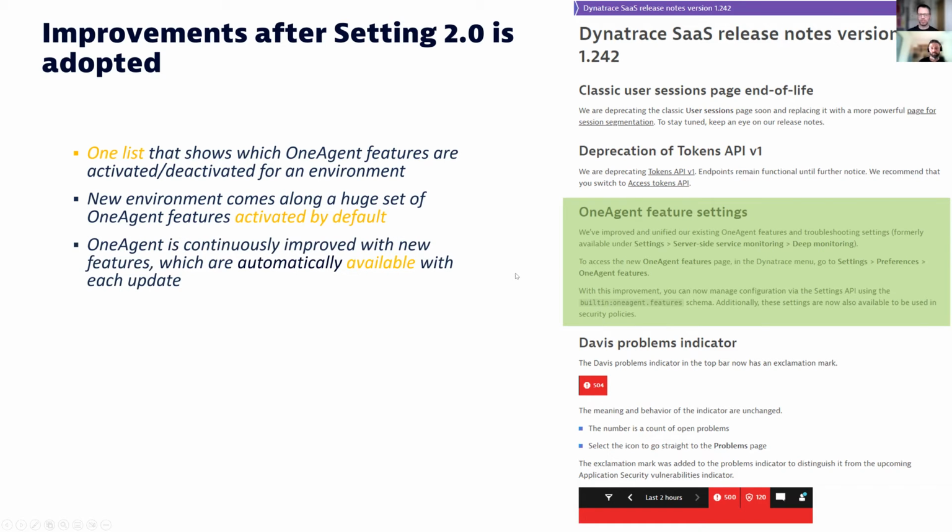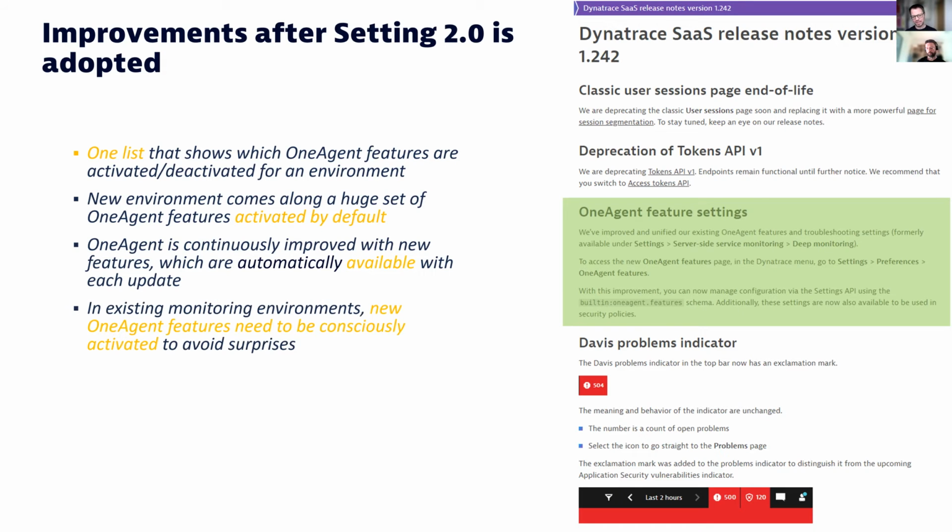But as OneAgent is continuously improved and new features are added almost every sprint, all of these features are then available for customers with each OneAgent update. Nevertheless, we don't want to unexpectedly surprise our customers, for instance, when we support a new database connector and suddenly they see new databases in their environment without being prepared. We allow our customers that are monitoring their environment already to consciously activate these new OneAgent features.